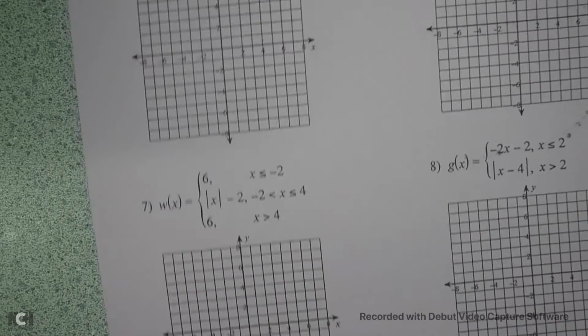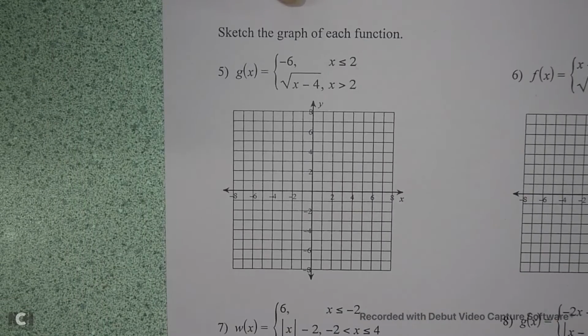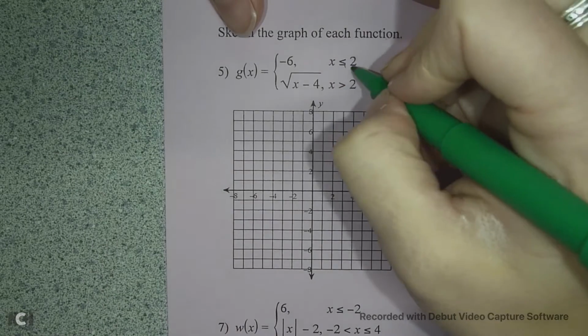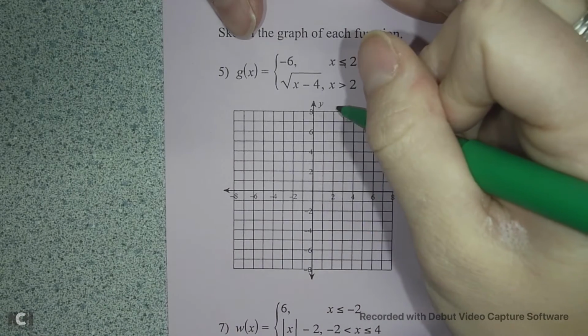On the back side, so we have some piecewise functions that we need to graph. So remember, these are our walls. So we have one wall at positive 2.